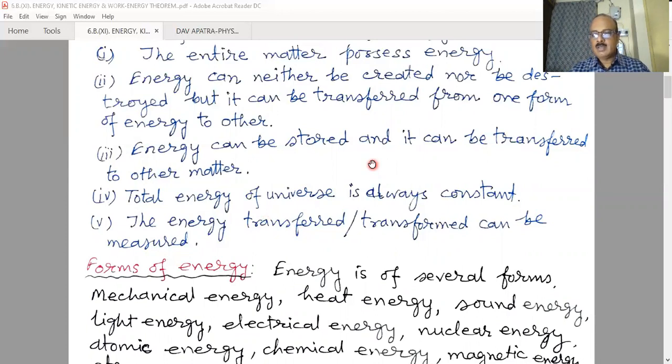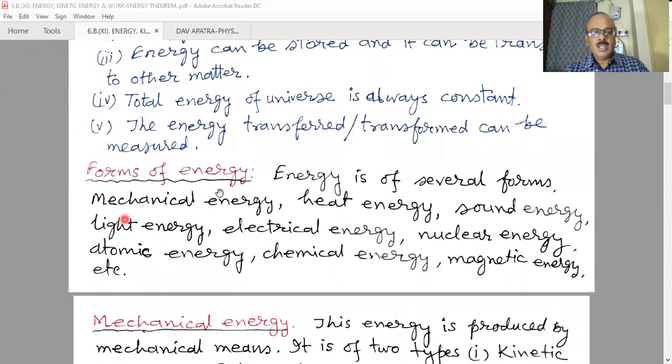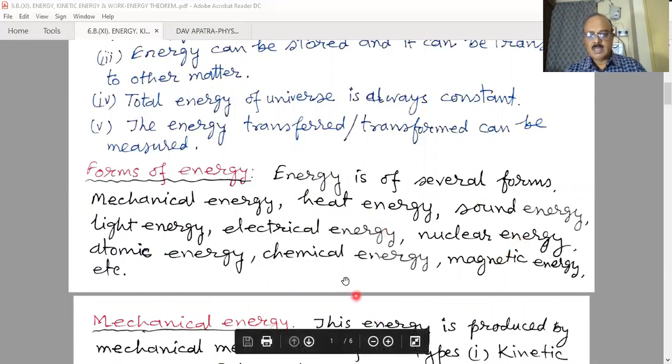In any ordinary process, energy is neither created nor destroyed. The total amount of energy in the universe from the beginning remains unchanged till now. Now, different forms of energy. Energy is of several forms: mechanical energy, heat energy, sound energy, light energy, electrical energy, nuclear energy, atomic energy, chemical energy, magnetic energy, etc.